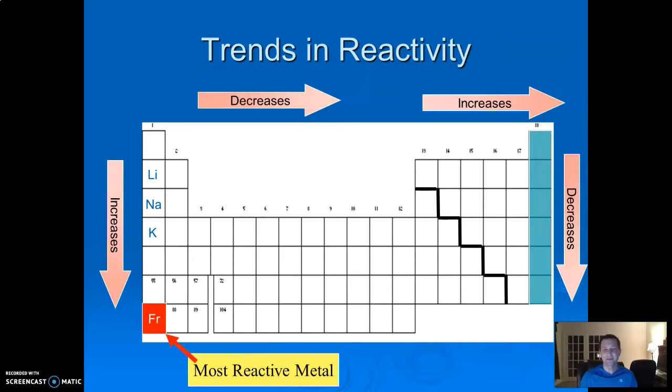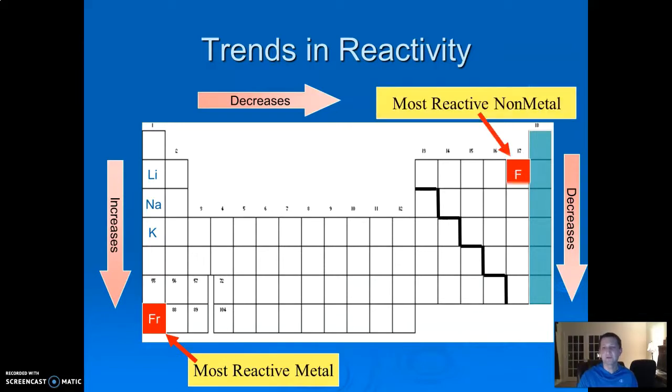Now that wasn't in the video clip because it's very unstable and not a lot of it exists at a given point in time. So they didn't have enough to obviously put in a container of water to see what would happen, but it would be more violent than the cesium reaction. And then since the nonmetals increase as you go to the right and decrease top to bottom, the most reactive nonmetal is fluorine. Okay, so fluorine is super, super, super reactive for a nonmetal because it's lacking 1 electron in its outer shell. We'll talk more about that later when we do bonding.